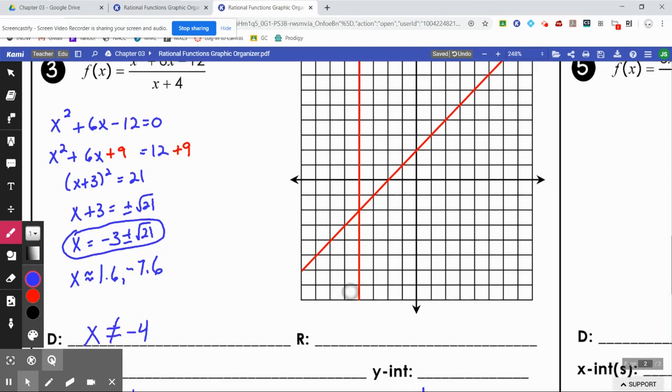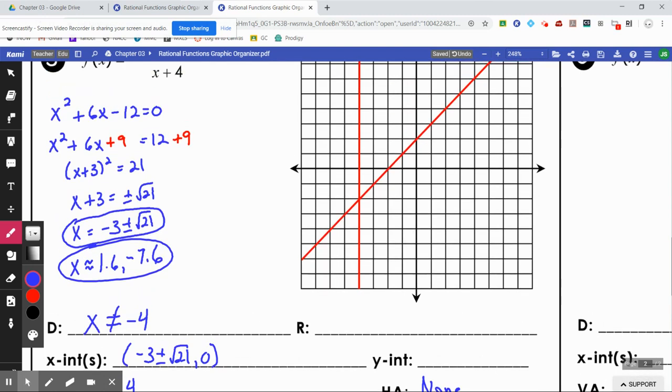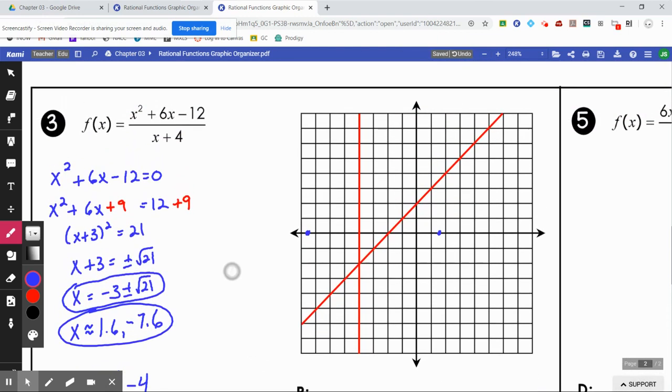I completed the square, and I found that my two x-intercepts are located at negative 3 plus and minus the square root of 21, comma 0. I went ahead and turned those into decimal form so I'd know where to plot them on my graph. That was located at 1.6, which is somewhere right along in there, and negative 7.6, somewhere right in there. Those are your x-intercepts. Now to find your y-intercept, we're going to plug in 0 for the x's, which is, again, very easy to just do.